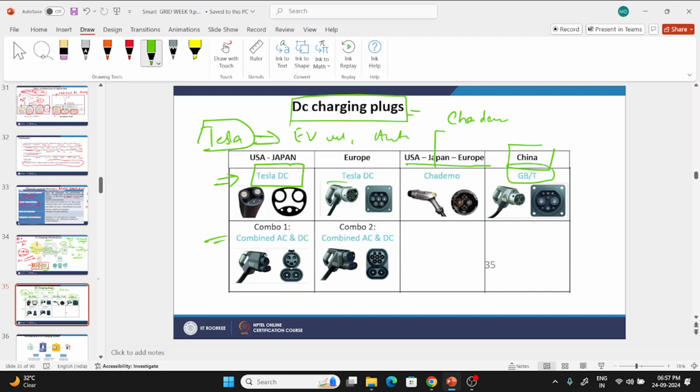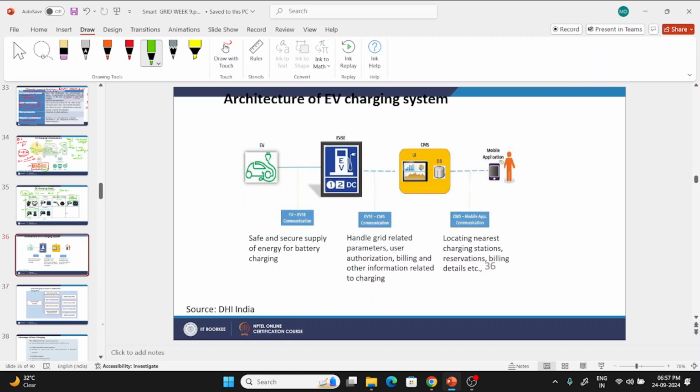There is another type in which we combine both AC and DC in one charging plug, which you can see here. Now coming to the architecture of an EV charging station, this is an EV which goes to the electric vehicle charging station.